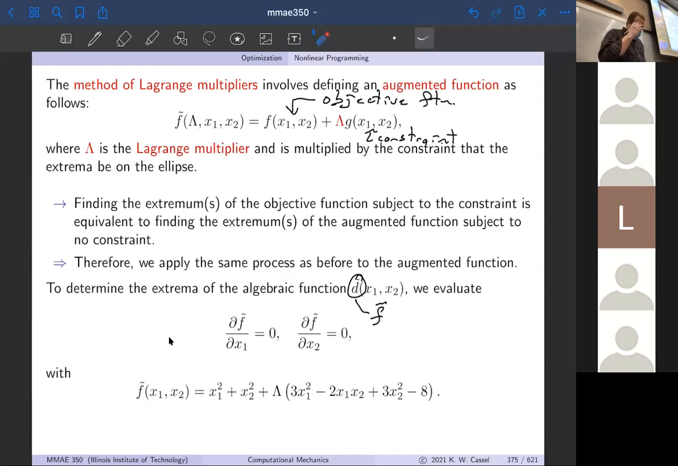Oh yeah, partial f, partial x2. I think it was right in the middle of that. So partial f tilde, partial x2. No x2 here, 2x2.